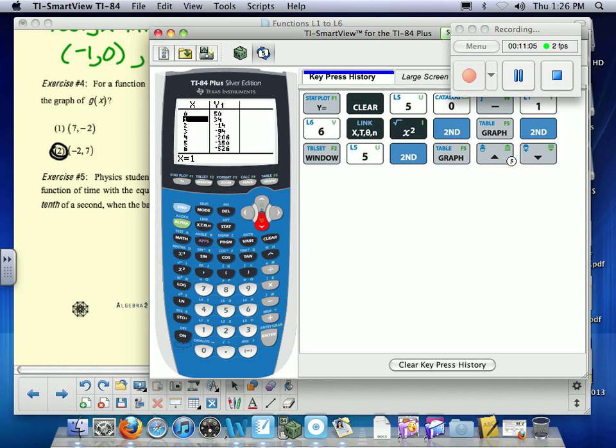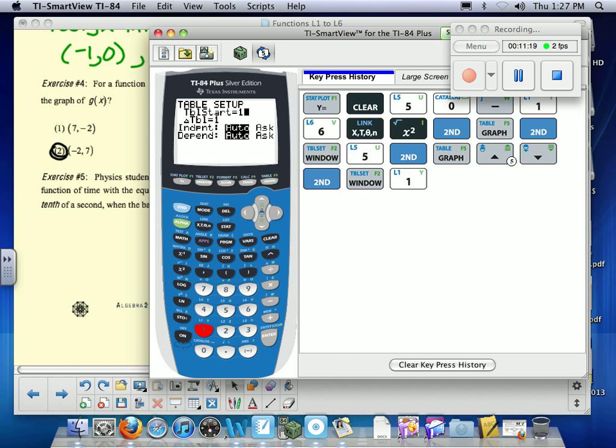They want us to round to the nearest tenth. Do you remember how to make our calculator show the table a little differently? Second window to get table set. I want to start at 1, and what do I want to count by? What is my delta table going to be? 0.1, because we want to round to tenths.